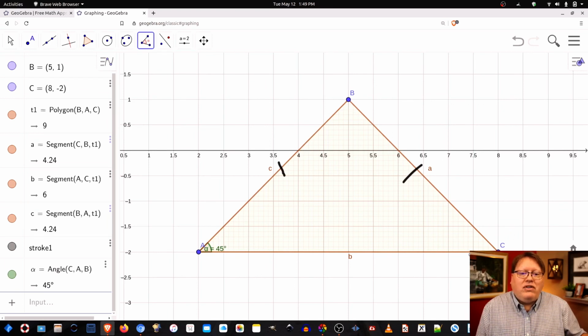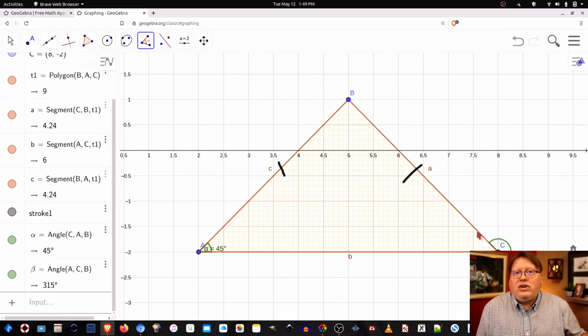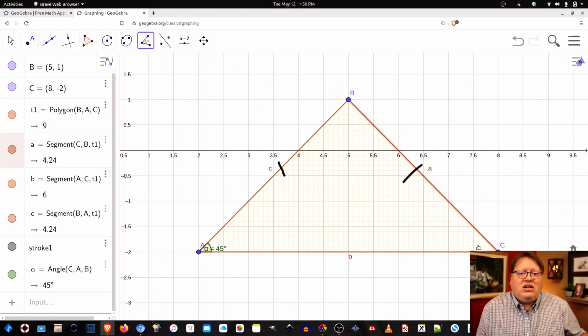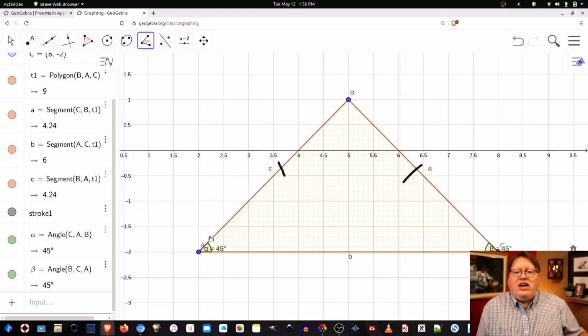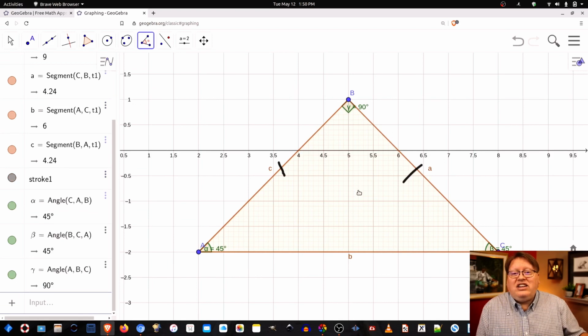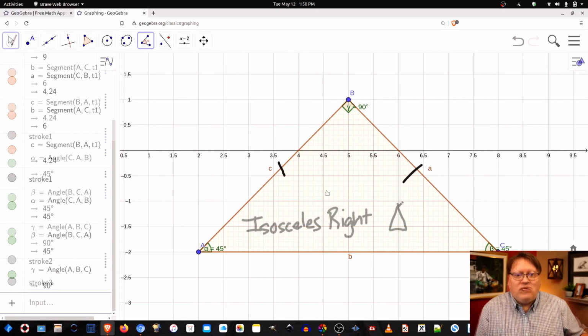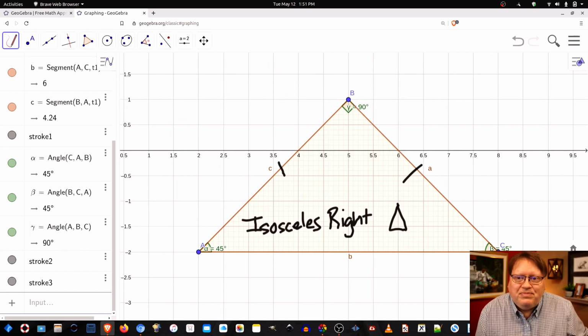So that's a 45 degree angle. Wow, that's looking good. Did I go counterclockwise? Nope. So I'm going to delete that off and make sure I go counterclockwise. So I have 45, 45. So can you guess what this one is? I think you can. That is a 90 degree angle. So this is actually our special right triangle, a 45, 45, 90 degree right triangle. It's also an isosceles right triangle, which is a 45, 45 degree right triangle, okay?